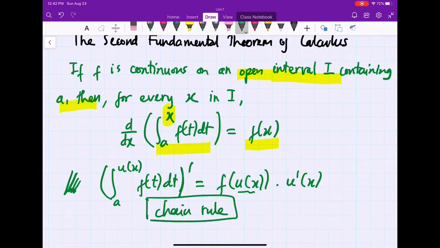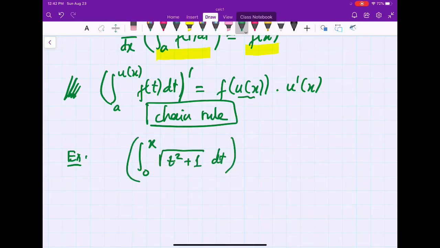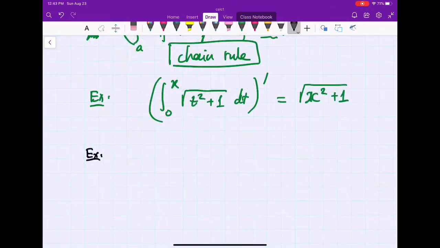Okay, so you see it is pretty nice, right? Pretty nice. Let's consider the following example. Let's find the derivative of the function, the integral from 0 to x of the square root of t squared plus 1 dt, right? So I will differentiate this. I get, that's just the integrand function evaluated at x. You're done. You see?